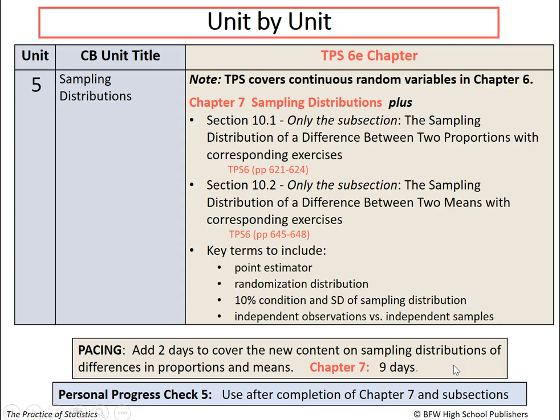So you'll need to add 2 days here to cover the new content on sampling distributions of the differences in proportions and means, which brings our recommendation up to 9 days. You can use Personal Progress Check 5 at the completion of Chapter 7 as modified.